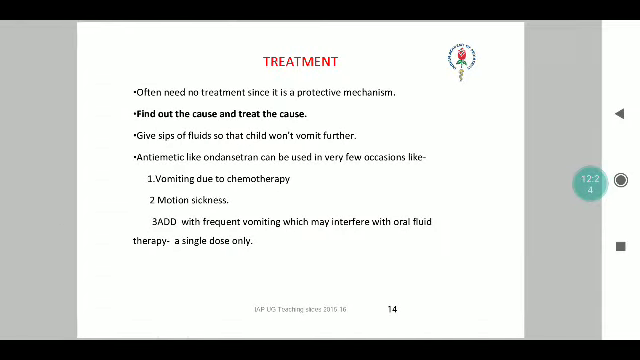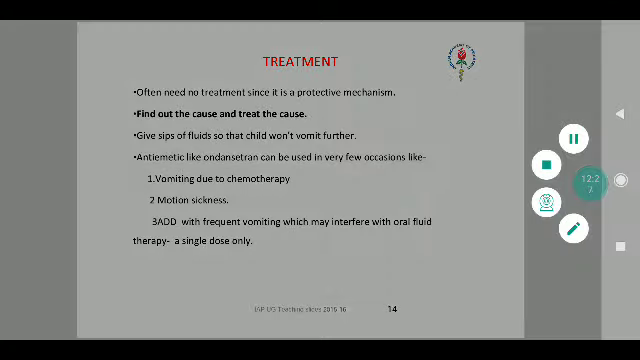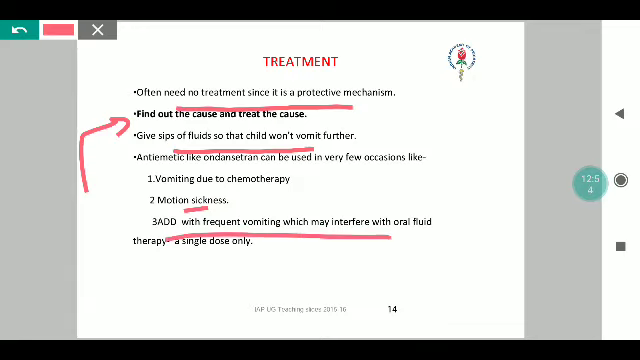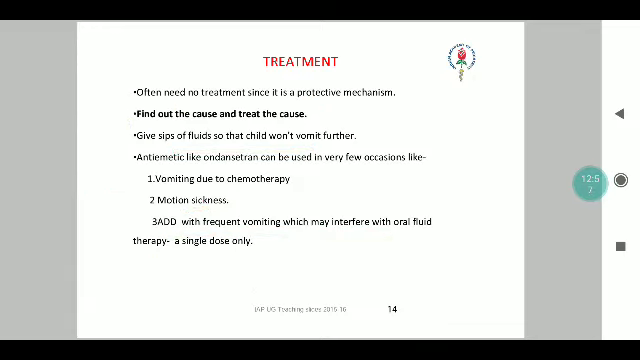Coming to the treatment, generally it is not required if it is a single episode and there is no specific cause. A single episode does not require any treatment, because vomiting is a protective mechanism. What is important is to identify the etiology, to identify the cause and treat the cause accordingly. First aid home management is to give sips of fluid so that the child does not vomit further, and antiemetics such as ondansetron are reserved for very few specific conditions such as vomiting due to chemotherapy, motion sickness or diarrheal disorders with frequent vomiting where it interferes with oral fluid therapy.